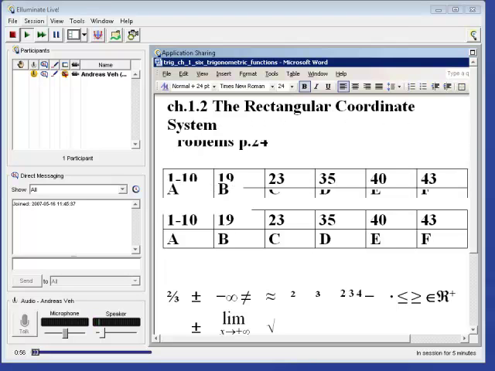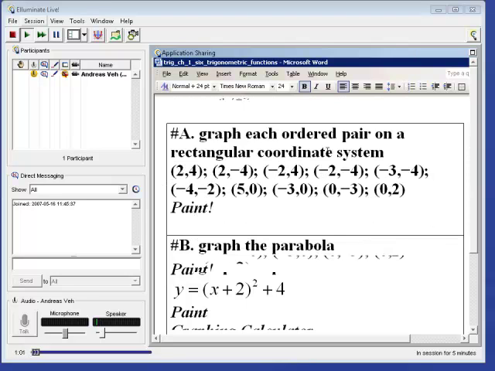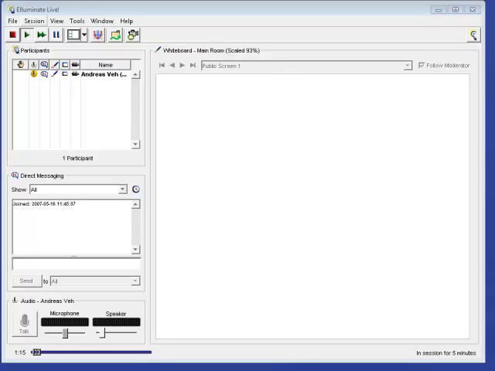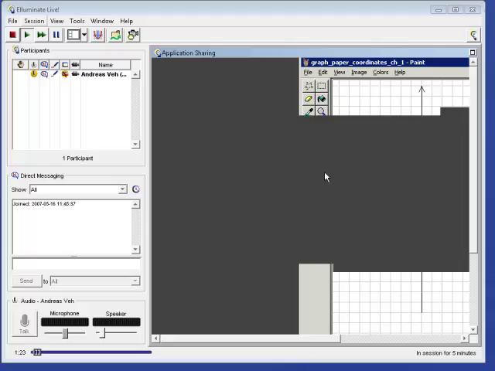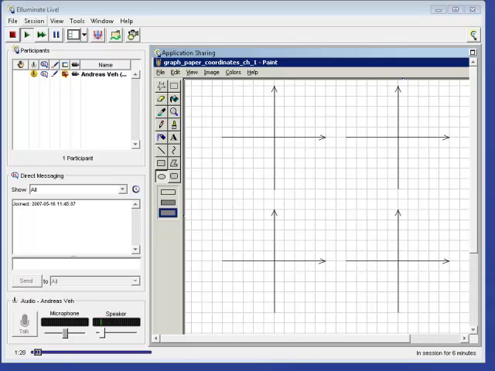So let's get started. It says, graph each ordered pair on a rectangular coordinate system. So the points 2, 4, 2, negative 4, 2, negative 2, 4, and so on. I'm going to do all these points in Paint. Let's see. It says to graph the point 2, 4. Well, there it is.